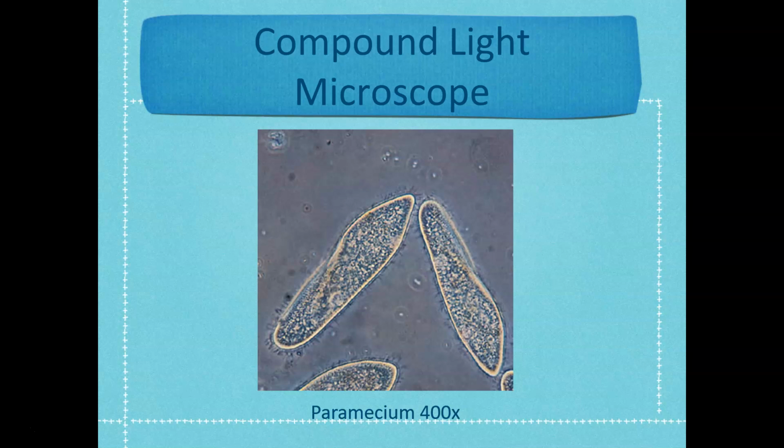And this is a paramecium, so this is something that you might see in a drop of pond water. And we can watch these guys swim around. They've got cilia, so these little hair-like projections that they use to swim. But here's an entire single-celled organism at 400 times its actual size.